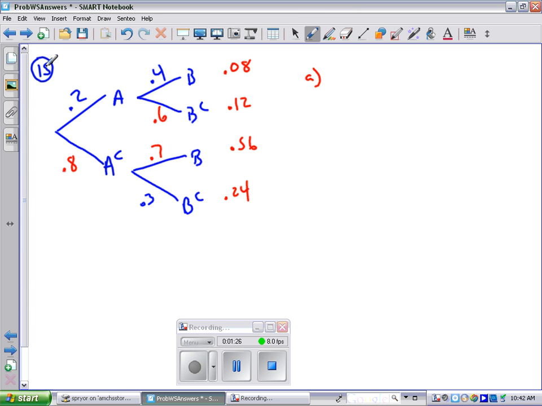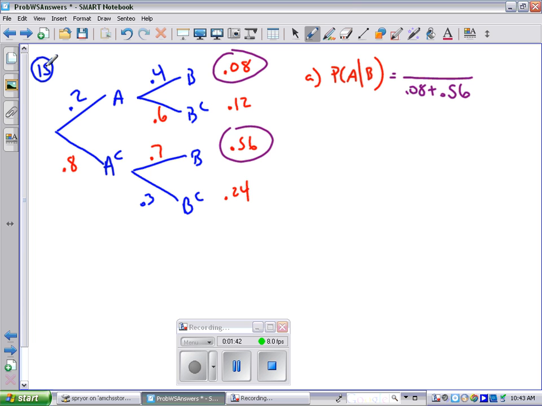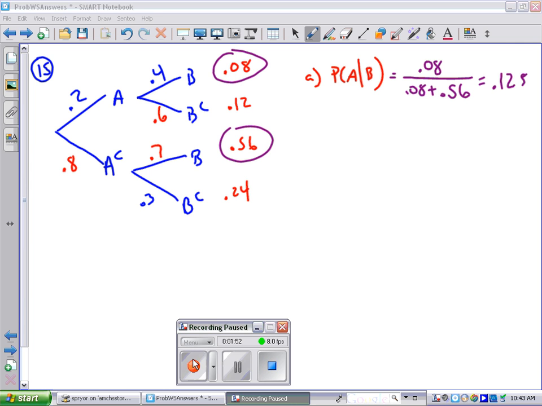So the first question says, what's the probability of A given that we B'd? Well, here's where we B'd. 8% and 56%. So that goes on the bottom. Which ones of those also A'd, the 8%, the number at the top? And so that works out to be 0.125.